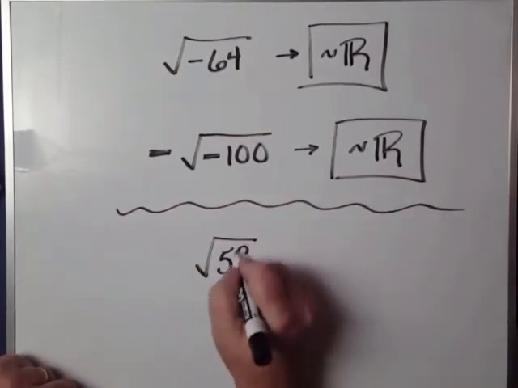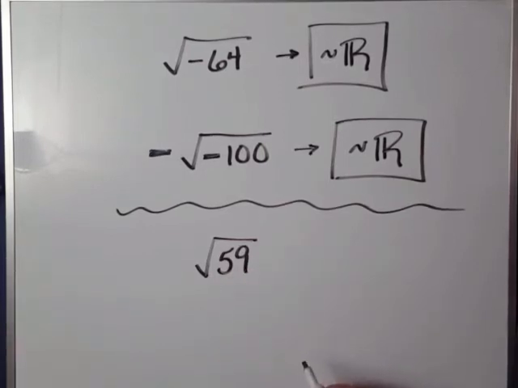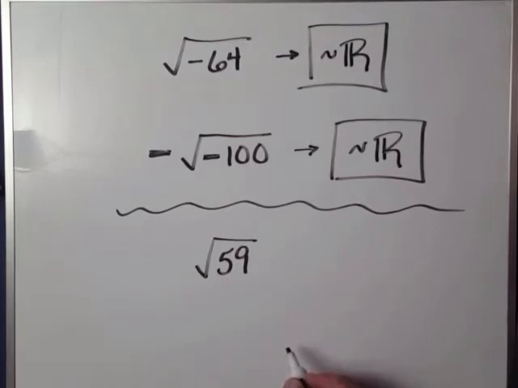Square root of 59. Now, what did I say earlier? In this section, you had better pay attention to instructions. The instructions here say find the square of each radical expression. Find the square.